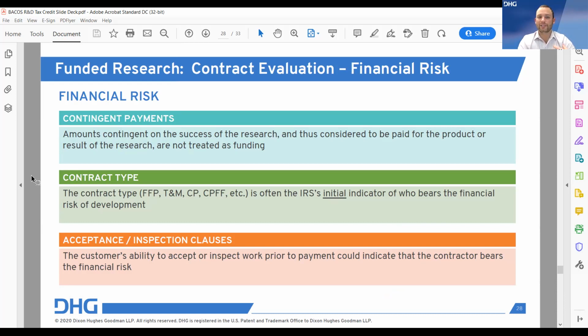Typically, they like to see a taxpayer getting paid on a firm fixed price basis because they're only going to get paid a certain amount of money, and then the risk is on them economically to perform at that price. Whereas if you're getting reimbursed through time and materials, cost plus fixed fee, then in that case, you're essentially viewed as getting reimbursed for your work.